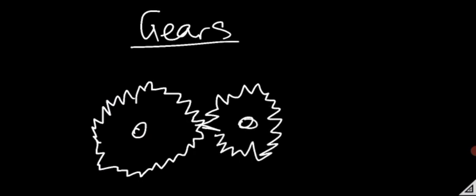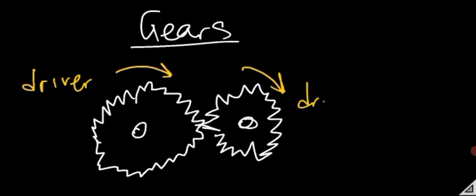Now in these toothed gears, one is rotating and the other one is rotating by the rotation of the first one. So the first one, where the energy is coming from, is called the driver gear. It's called the driver gear, and the second one is called the driven gear. It's called the driven gear. Why?